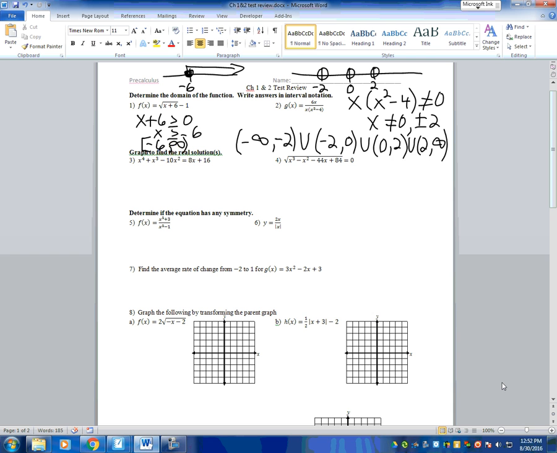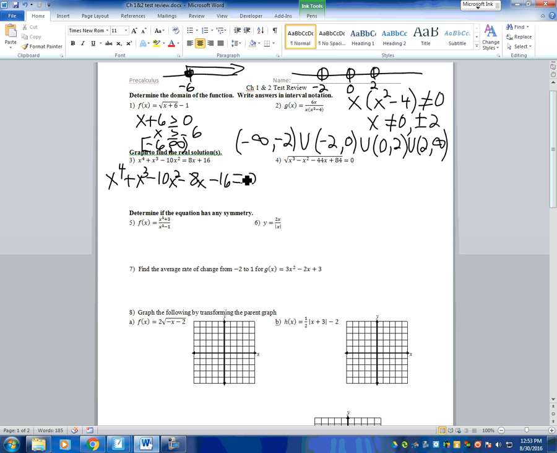Next one, number 3, it says graph to find the real solutions. Are we okay on that one? Did you get that one? What do we do first? Move everything over. So what we're actually graphing is that, and so you type it into your graphing calculator. I would start with Zoom, Z standard, since most of these will work, and then find your zeros.